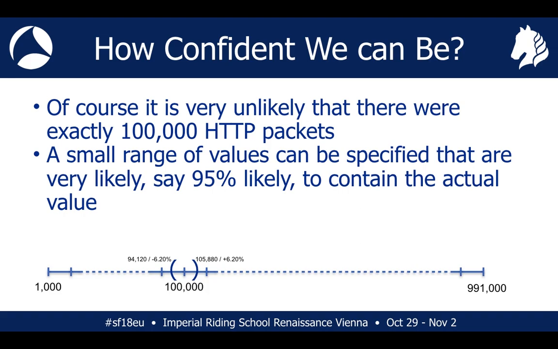So we can say, I am 95% confident that the actual number of HTTP packets in the original 1 million fall in that range. We can express the confidence interval also using a percentage. In this case, the percentage is 6.2%, so plus and minus 6.2%. So there are formulas that you can use to do this calculation. They are very easy. Yes?